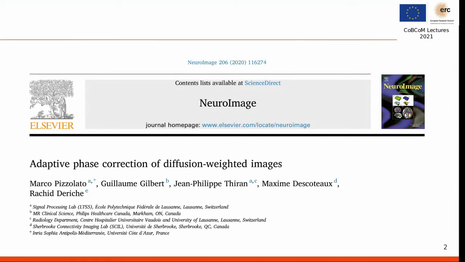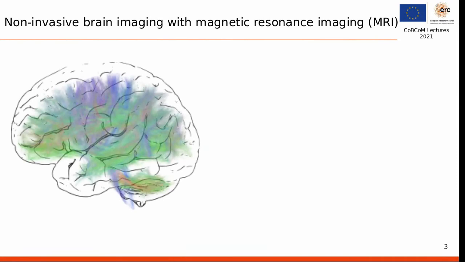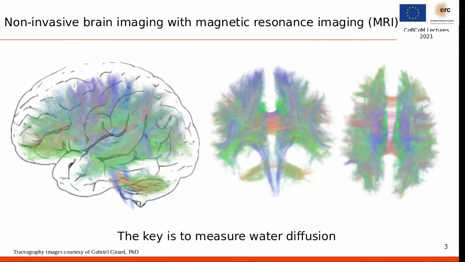And here I would really like to focus on the two parts of this title. First, diffusion-weighted images, and I would like to talk a bit about what they are useful for, and the second part will be actually about adaptive phase correction for them. So the focus is on non-invasive brain imaging with magnetic resonance imaging, so MRI. And here we see a brain, and what we can do, for instance, with that is to reconstruct the 3D anatomical shape of the white matter structure. And here we see also other two projections of this three-dimensional procedure.